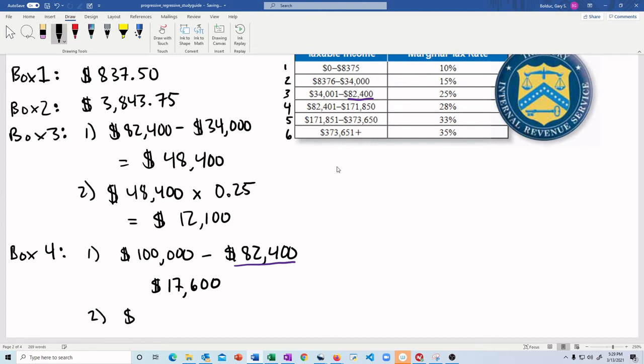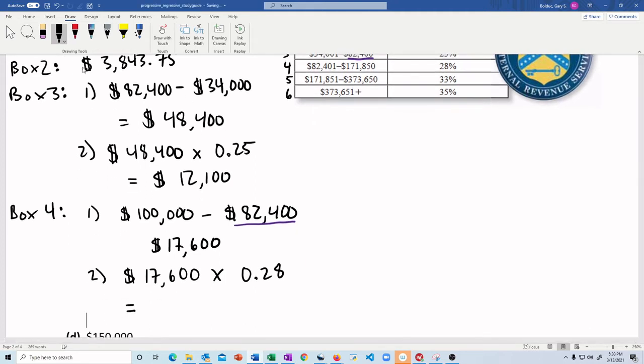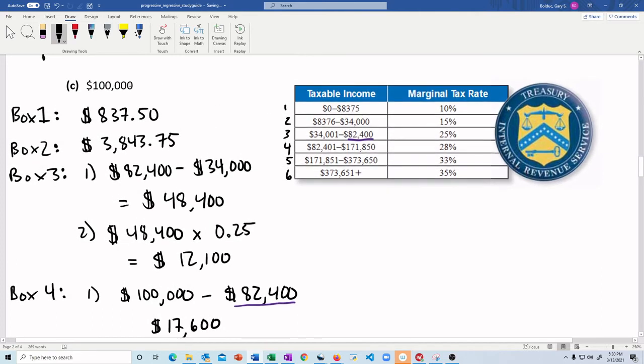So then what do we do? I take that amount, my 17,600, and I multiply it by box 4's rate, which is 28%. Okay, so I take my 17,600 times my 28%, and I'm going to end up paying in this box $4,928 from box 4. And I'm done with the boxes because I ran out of money. I started with 100,000. I didn't fill up box 4, so I am all out of money now.